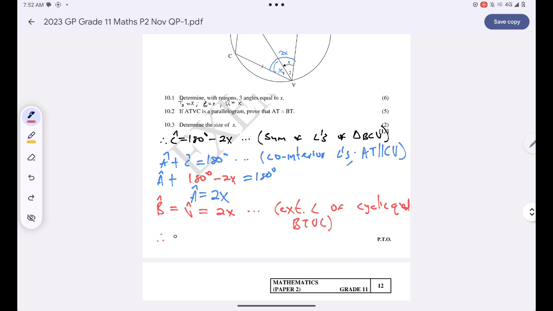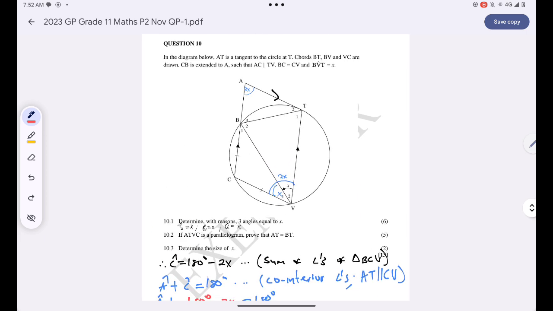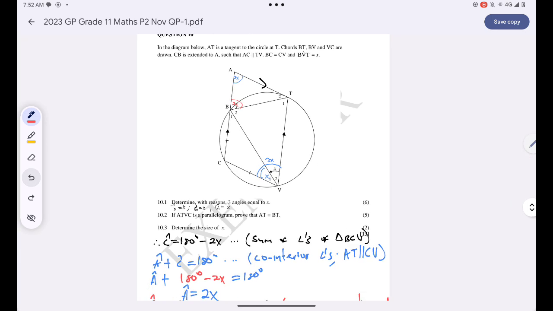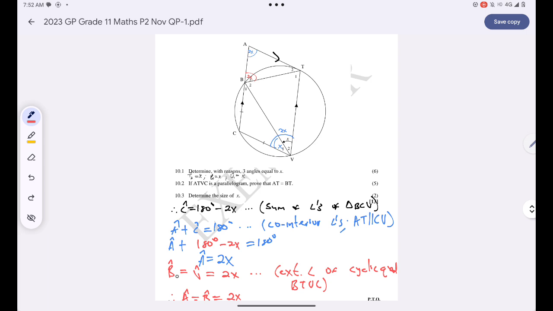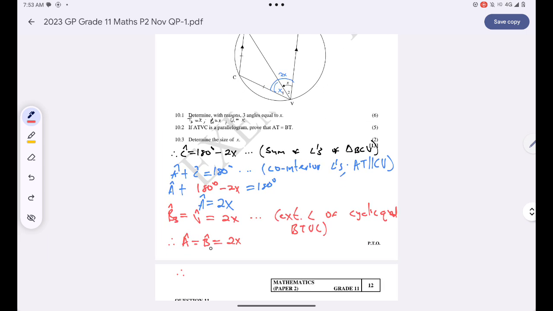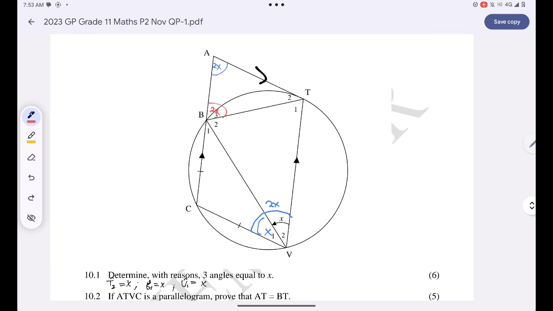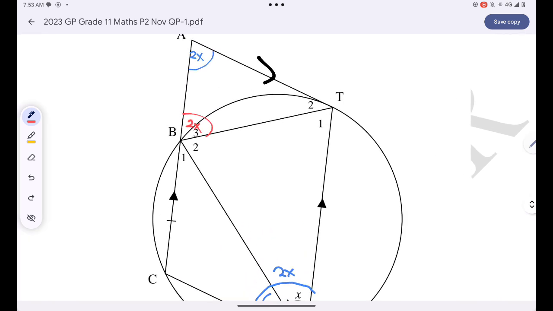So now I can conclude that angle A and angle B are equal because both of them are equal to 2x. Since I've proven that this is equal to 2x, what did I write there? I just wrote B. That's B3. Remember that the exterior angle is equal to the interior opposite, right? So since I've proven that both of these angles are equal to 2x, I can therefore conclude that I have an isosceles triangle.